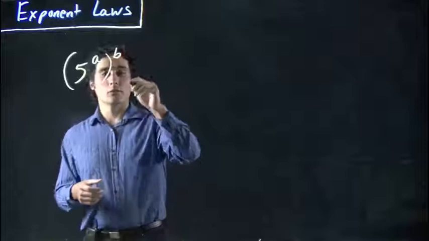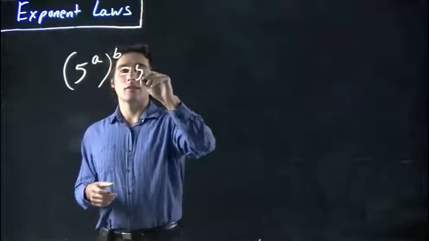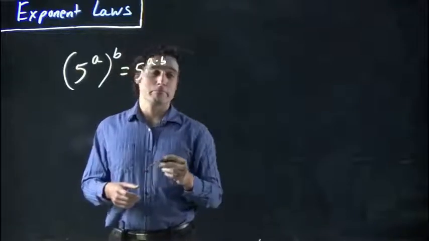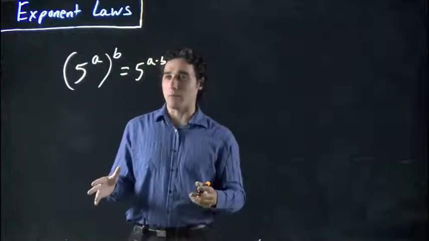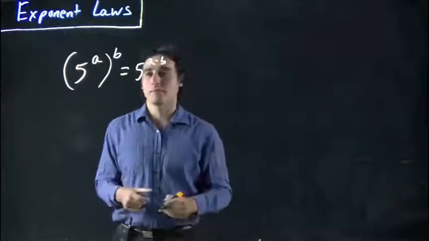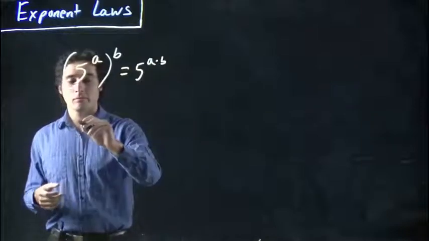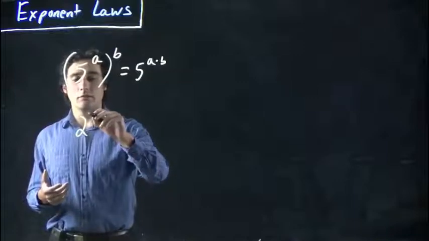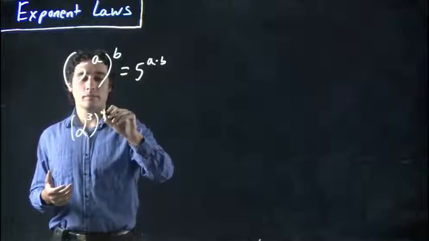Well, the rule that happens for this is the same as saying 5 to the a times b. So that's the rule we're going to follow. And really, I'm going to show a quick example to show why this makes sense. So what do we got? Let's say I'm doing 2 to the power of 3 to the power 4.